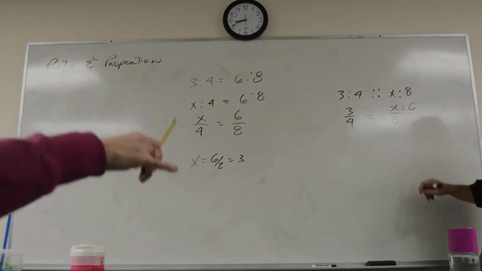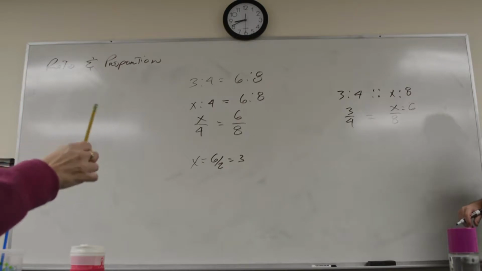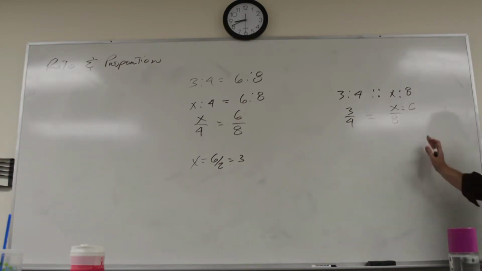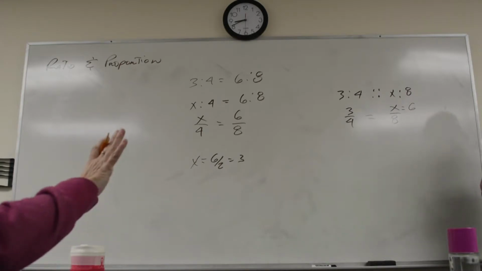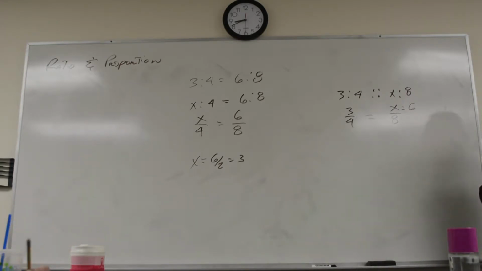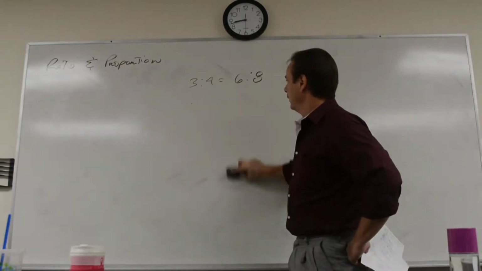Okay, so when you're doing it to the right, you multiply. When you're trying to get the number to the left, you divide. Exactly. Let me write that down. So expand into the right.